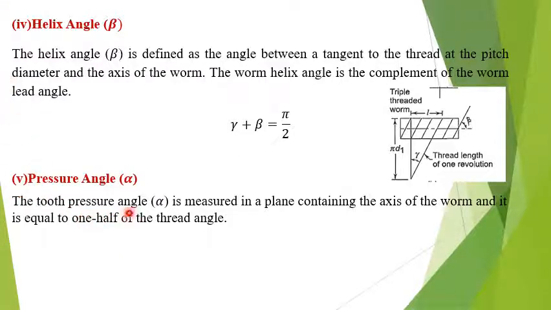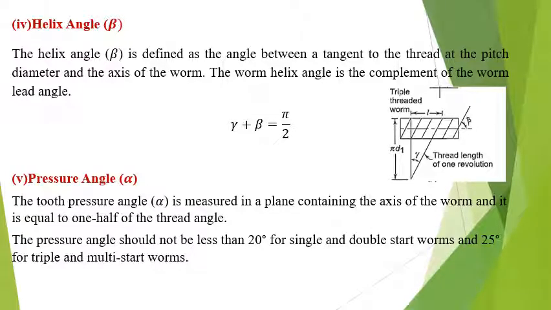Next is the pressure angle, which is denoted by alpha. The pressure angle alpha is measured in a plane containing the axis of the worm, and it is equal to half of the thread angle. Again, the pressure angle should not be less than 20 degrees for single and double start worms, and should not be less than 25 degrees for triple and multiple start worms.